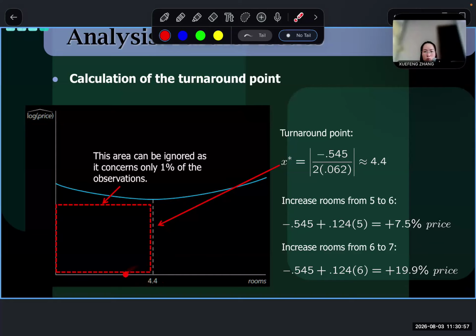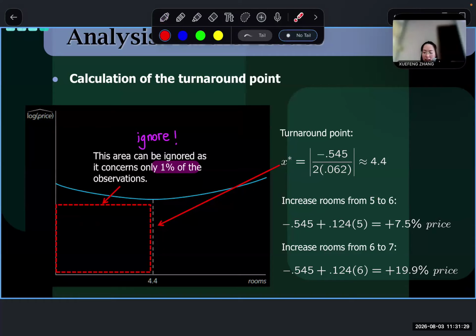Below 4.4 rooms, the effect looks negative, but only 1% of houses have that few rooms. Okay, only 1%. Almost no real house, so we ignore that part. Basically, we ignore this part. And then what matters is the real houses, okay?